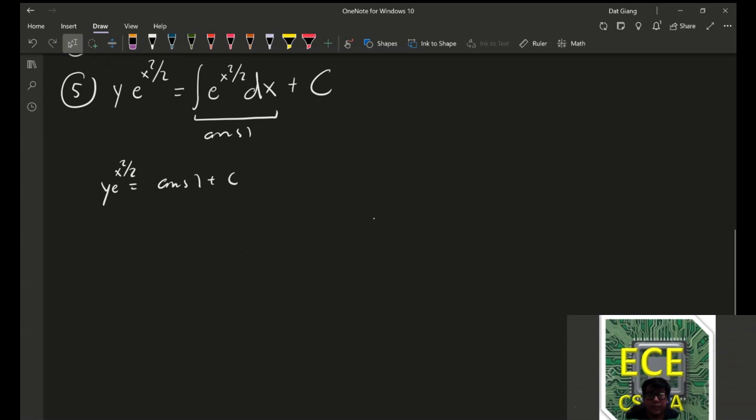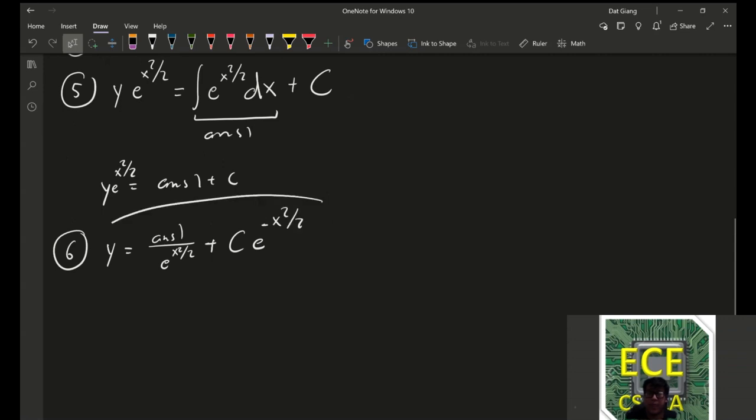Now, 6, divide this on both sides, giving us y is equal to some kind of answer 1 divided by e to the x squared divided by 2. Here in this situation, we can actually simplify now that we know what I is. So it's going to be e to the negative x squared divided by 2. And that's going to be our result.